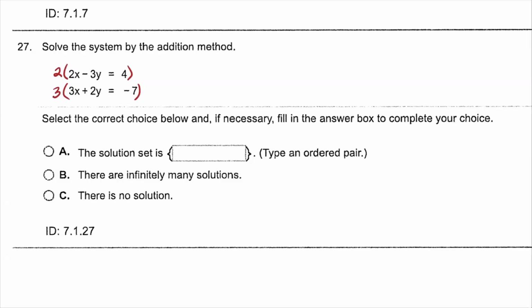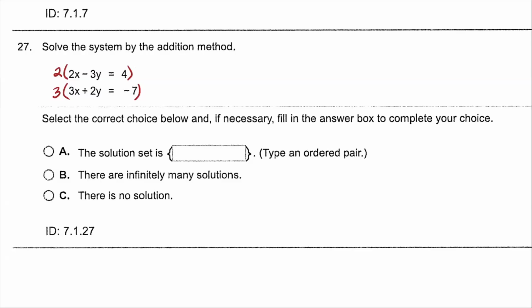Now you could choose to eliminate your x's by multiplying one by something negative and one by something positive. There are a number of different ways to do this correctly. So my way is not the only right way. It's all about how you see it. There's plenty of wrong ways to do it, but there are a few right ways to do it.